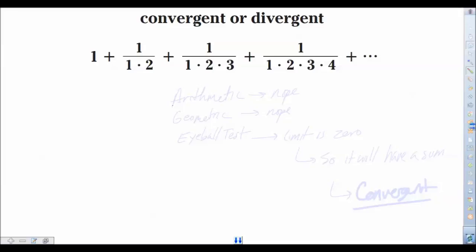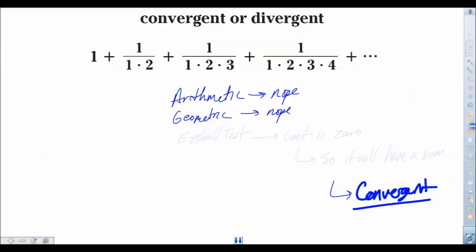So this is definitely, given it the old eyeball test, you can definitely conclude that this thing is going to be convergent. We could go through the whole process of trying to figure this thing out. I mean, it's not arithmetic, it's not geometric, but when you do that old eyeball test on that, you're going to notice that the limit is 0. And so if that limit's going to be 0, it's going to have a sum, which means that this series is going to be convergent.